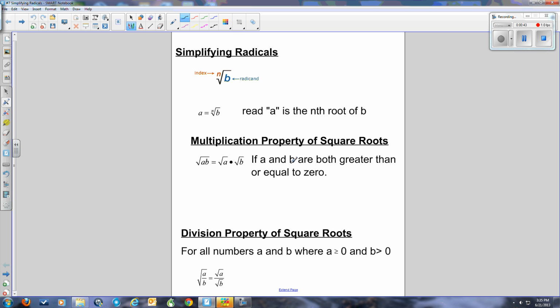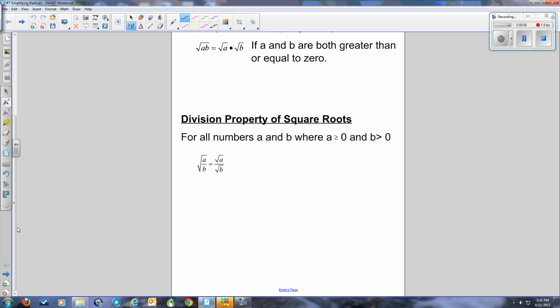First of all, the multiplication property of square roots. If you have the square root of ab, that's equal to the square root of a times the square root of b, if a and b are both greater than or equal to 0. You can't take the square root of a negative number, in other words.